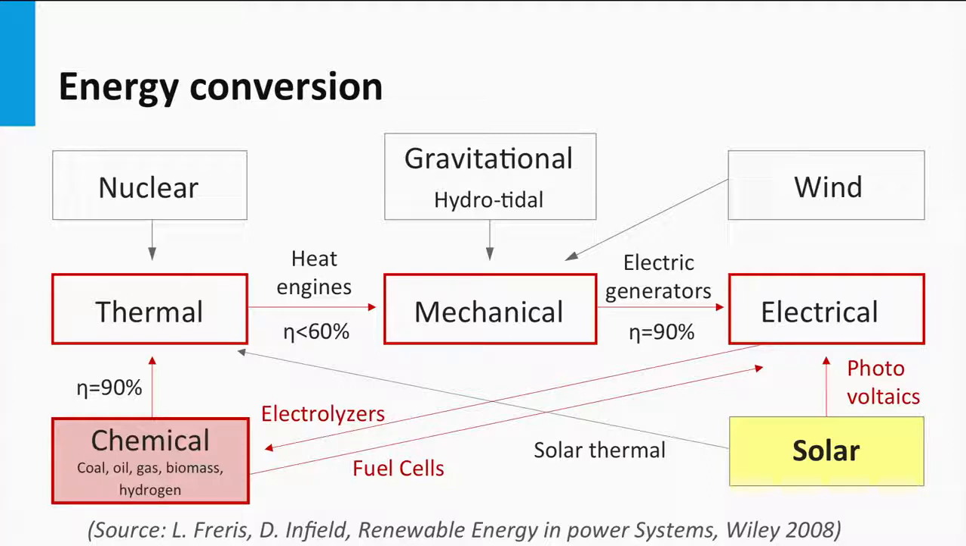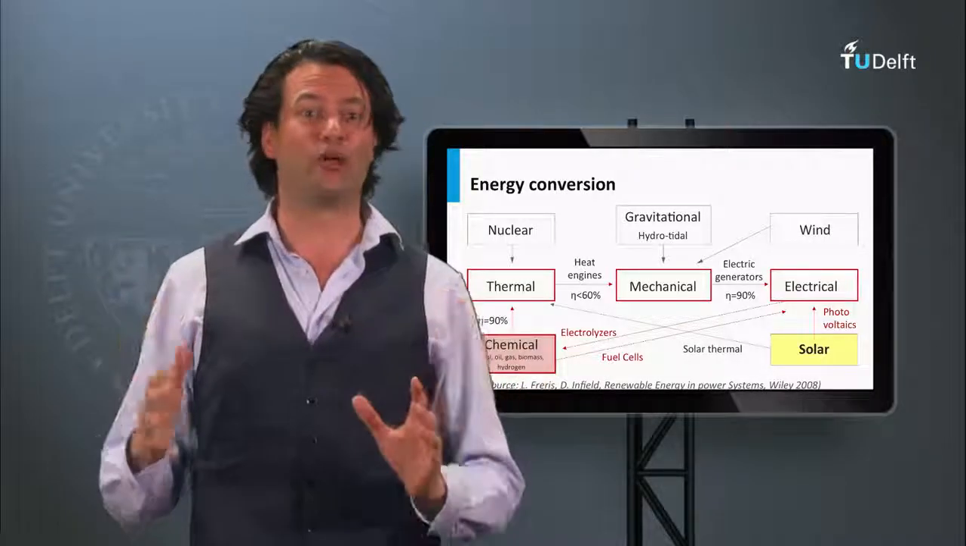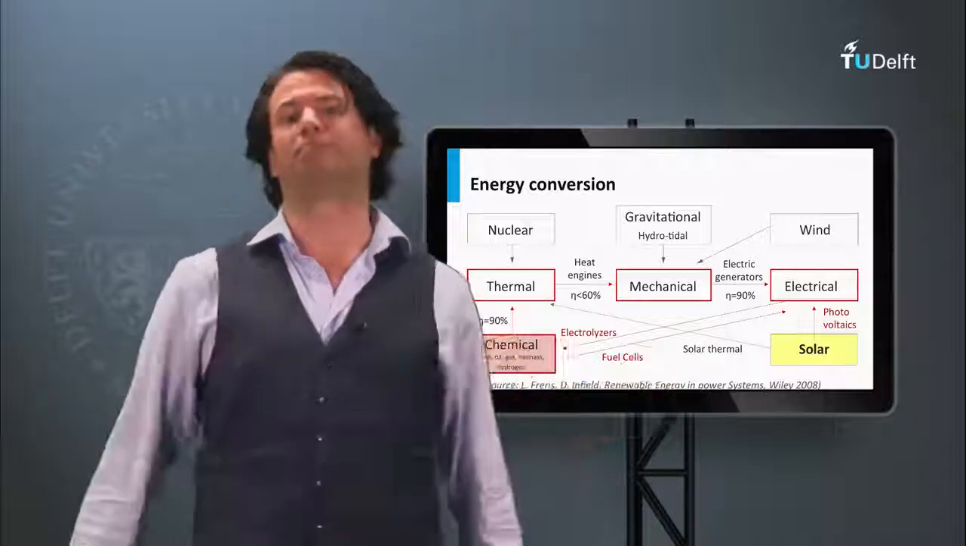Next to generating heat and electricity, solar energy can be converted into chemical energy as well. This is what we refer to as solar fuels. This is possible by using photovoltaics and regenerative fuel cells, but solar light can also be directly converted to fuels using photoelectrochemical devices. This means we can convert solar energy into electricity, heat, and chemical energy.